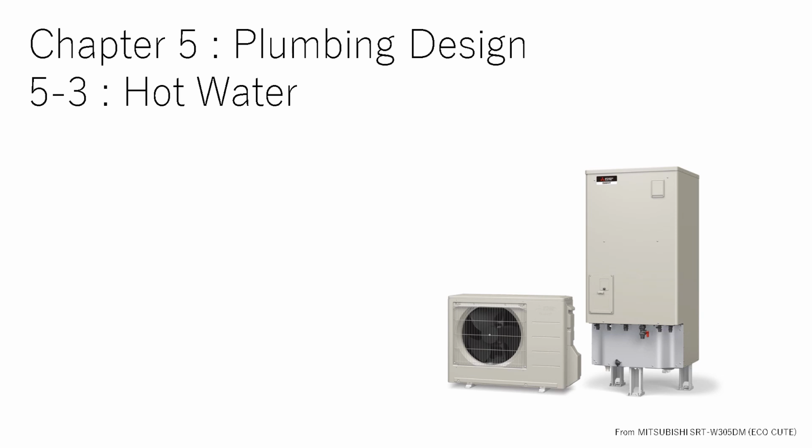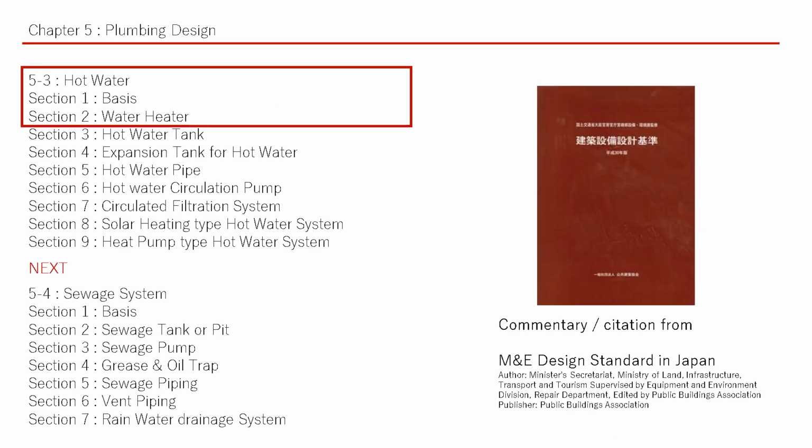This channel provides easy to understand and excellent books in Japan in English, and provides useful information for practical equipment design. We will start to explain based on the M&E design standard book in Japan. We call it the Brown book. This time, we will explain about local water heater calculation and selection, from section 1 to section 2.